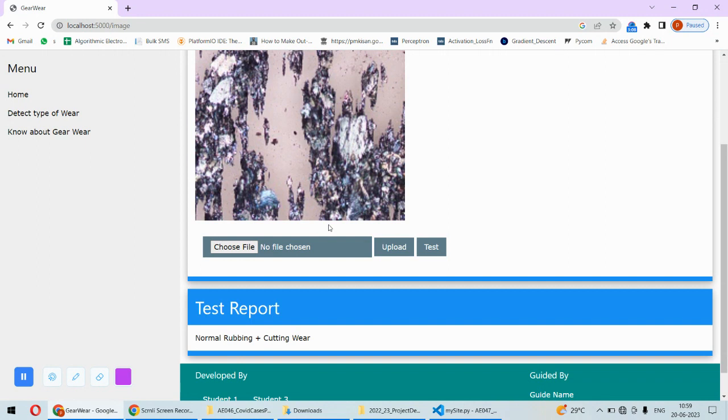So this is how we can implement this particular project using the convolutional neural network algorithm, and the model can be trained on the data set, and we have observed the accuracy and other results of this particular project.